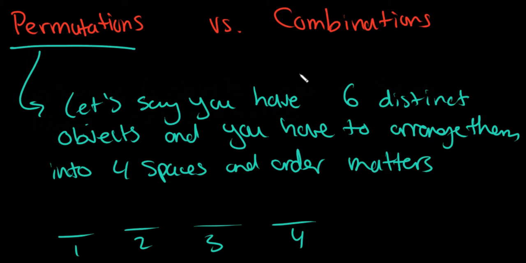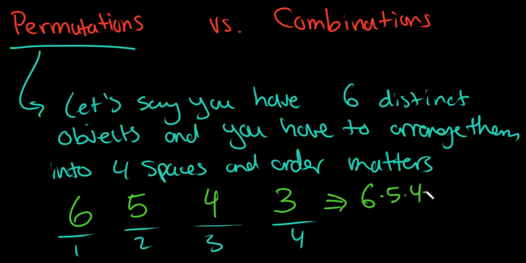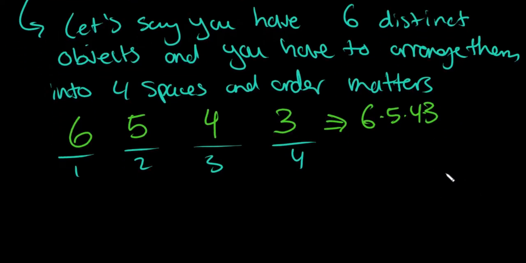So let's see how many ways you think we could do this. How many ways can we arrange 6 distinct objects into 4 spaces where order matters? Well, in the first position you have 6 choices. In the second position you have 5, then 4, then 3 choices, and that will give you a grand total of 6 times 5 times 4 times 3 options. I don't really care what that number is. What I want to show you is that this actually equals 6 factorial over 6 minus 4 factorial.